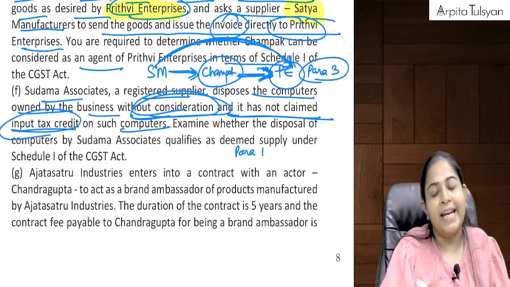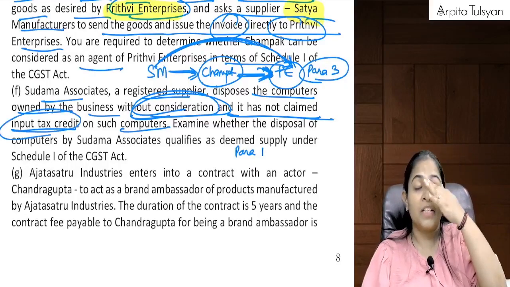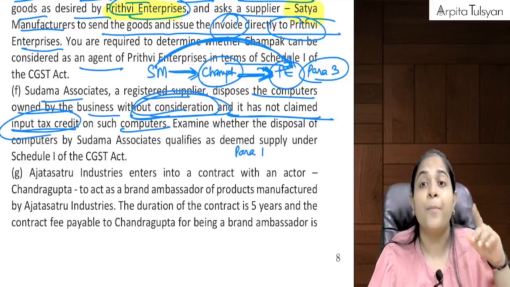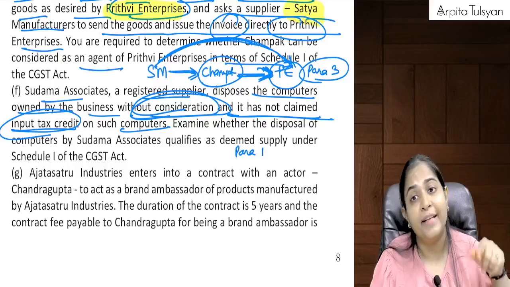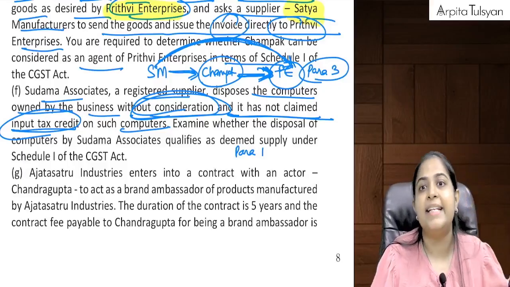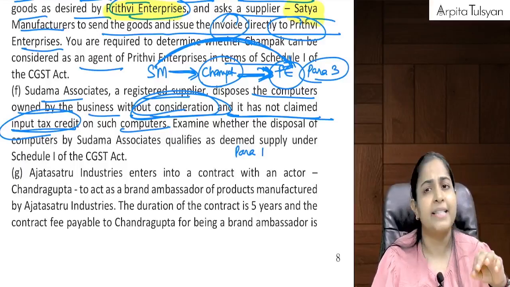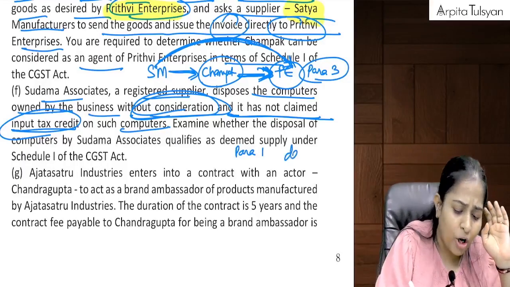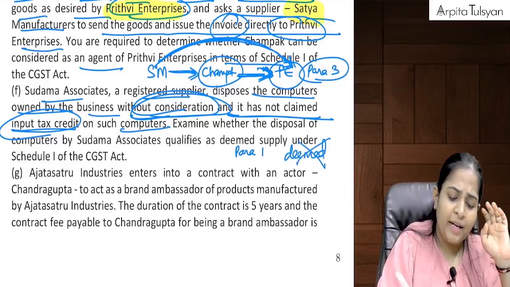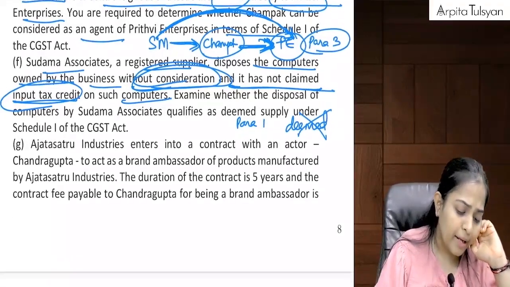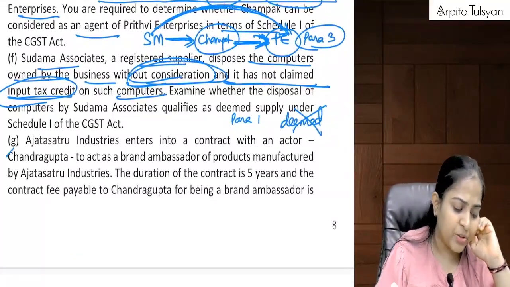So in para number 1, a permanent transfer or disposal of business assets to any person without consideration, provided ITC was claimed on it, will only then be considered a deemed supply. But in the given case, because ITC was not claimed on that business asset, whenever we dispose of it for zero consideration, it will not be considered a deemed supply. Okay, then check the next one.